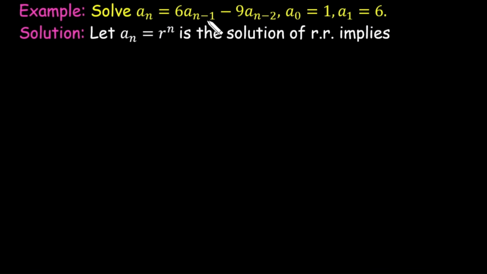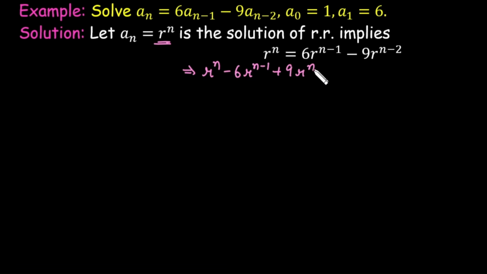Taking the next example, we need to solve this recurrence relation where a0 is equal to 1 and a1 is equal to 6. So the first step is we need to write the solution of the form r raised to power n. It means it will satisfy this recurrence relation. In place of an we can write r raised to power n, in place of an minus 1, r raised to power n minus 1, in place of an minus 2, r raised to power n minus 2. Then take all these terms on one side, we can write r raised to power n minus 6r raised to power n minus 1 plus 9r raised to power n minus 2 is equal to 0.